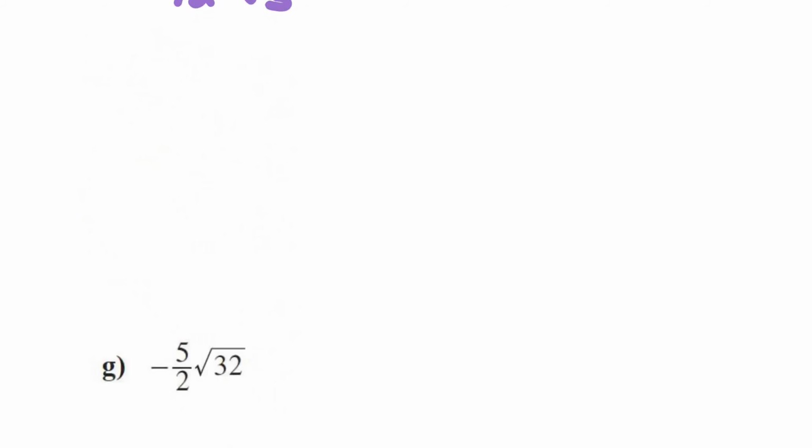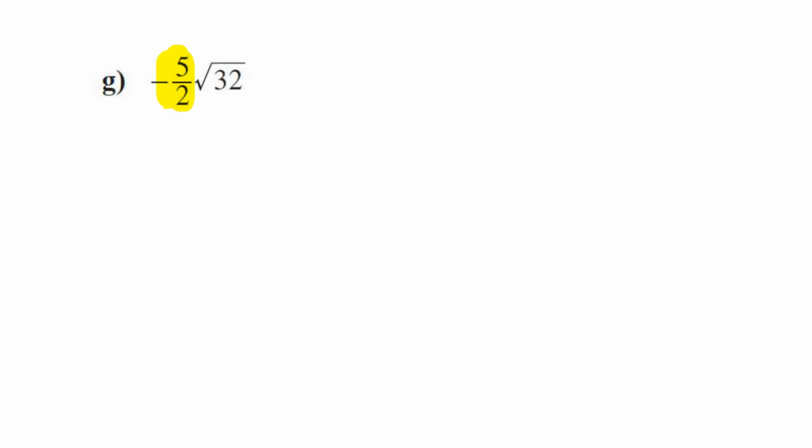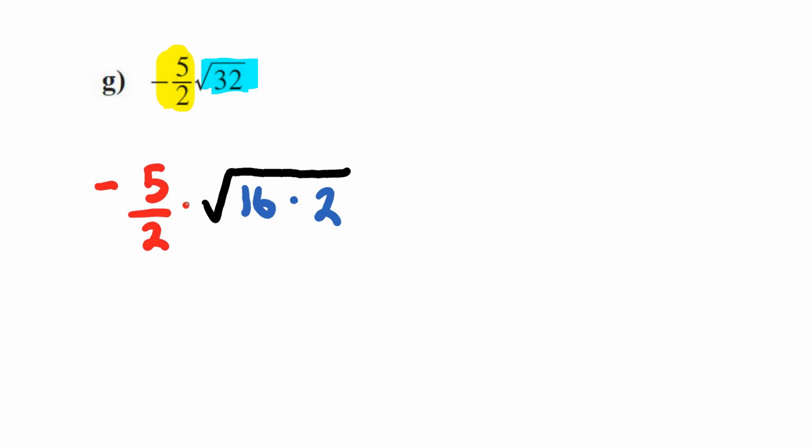Okay, so let's move on to the next one here. Letter G. This is a good one here because I have a negative fraction on the outside here. Okay, so let's deal with the radical again. So think of 2 numbers that multiply to 32 where you can create a perfect square. So maybe 16 times 2. 16 times 2 is 32, and then you also have this negative 5 over 2 on the outside.